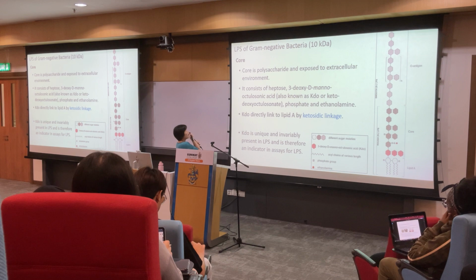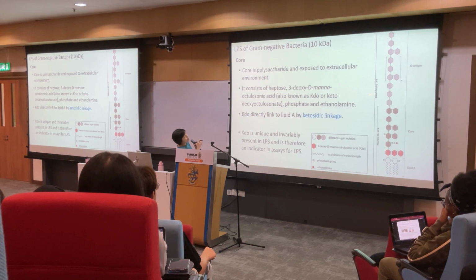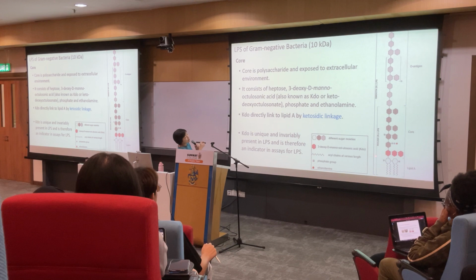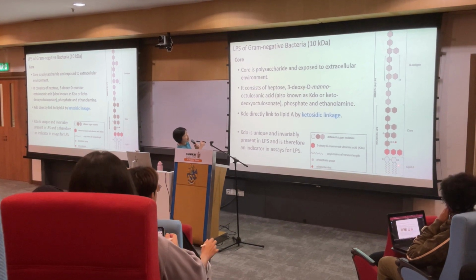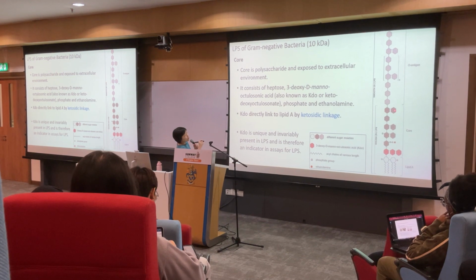Now we come to the core. The core, same as the O antigen, is a polysaccharide. Here is showing you this is the O antigen, and the core is around this part. It's connecting the lipid A and the O antigens. This is also sugar.